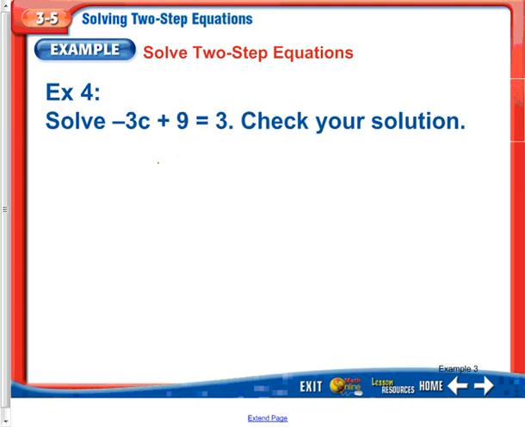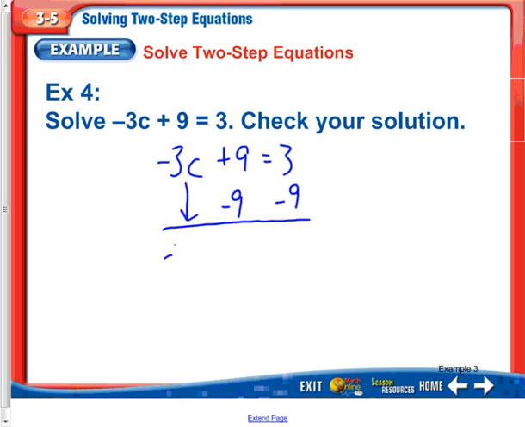So now we have a negative coefficient: negative 3c plus 9 equals 3. Again, I'm not going to worry about the negative 3c yet because this is multiplication. I want to take care of this 9, which is all by itself, and it is a positive 9. So I'm going to get a negative 9 on both sides of the equation. Draw my line. Bring my negative 3c down. I'm going to bring my equal sign down.